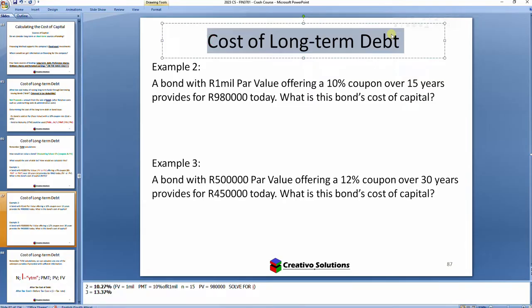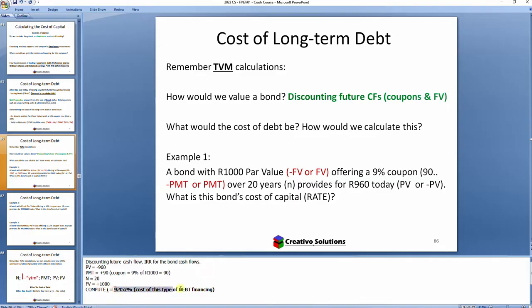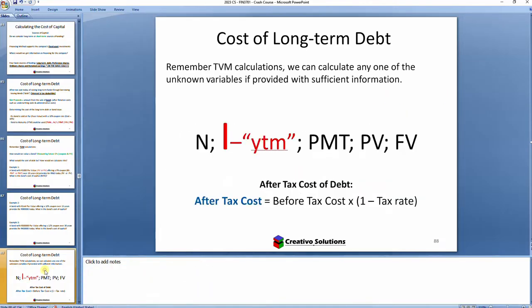But let me ask you, this 9.45 that you calculated here, is this actually what debt is going to cost the business? Is this what we're actually going to pay or incur? No. Why not? We haven't considered the equity. You haven't considered the tax.